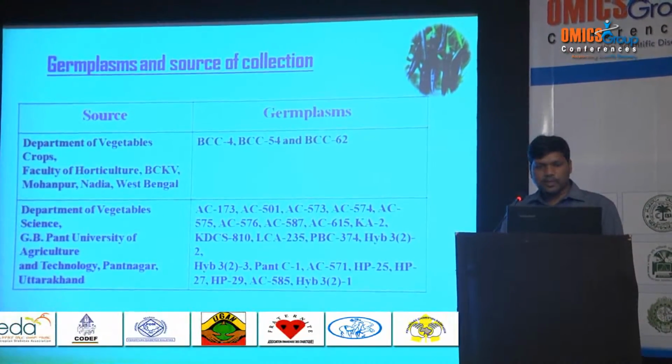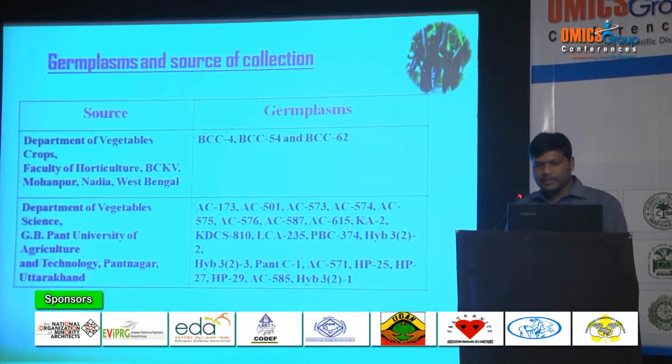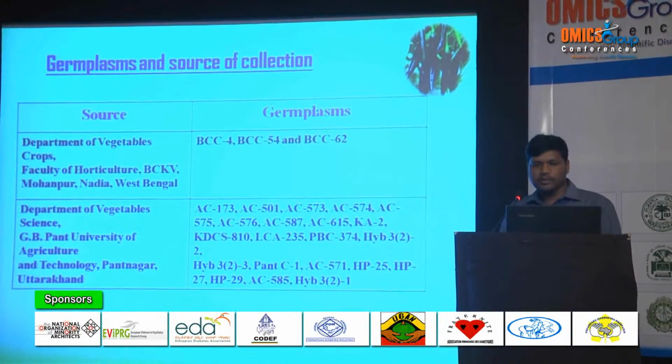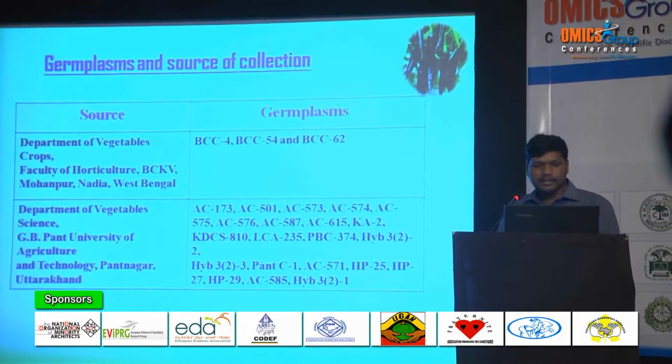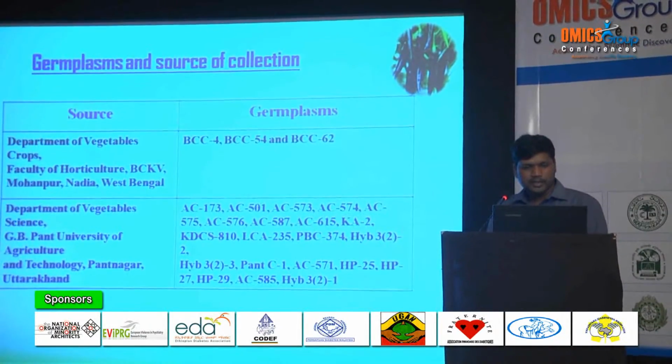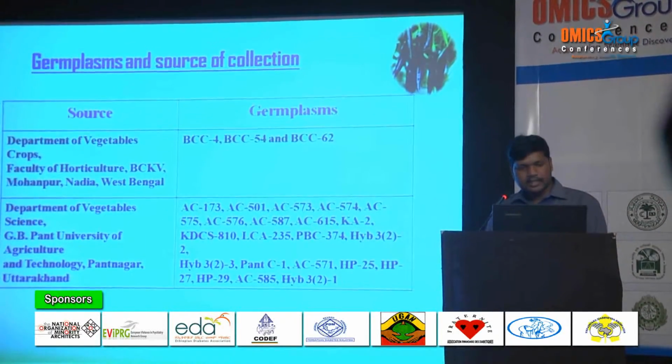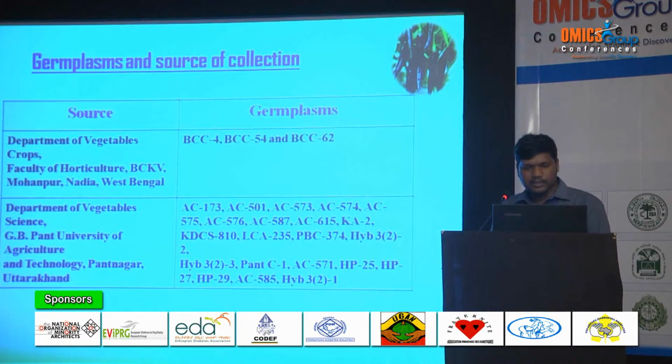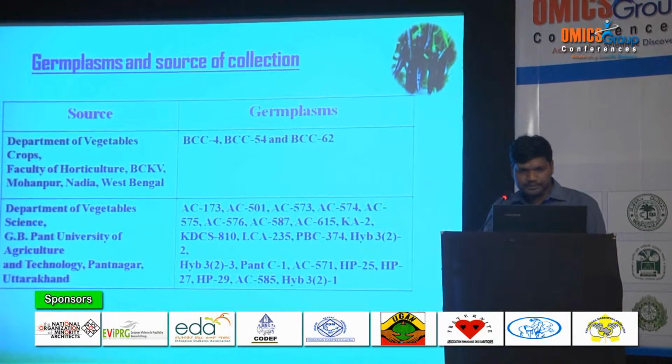Germplasm and source of collection. BCC 4, BCC 54 and BCC 62: these 3 germplasm were collected from the Department of Vegetable Crops, Faculty of Horticulture, BCKV, and the rest 21 germplasm were collected from the GB Pant University of Agriculture and Technology, Pantnagar, Uttarakhand.